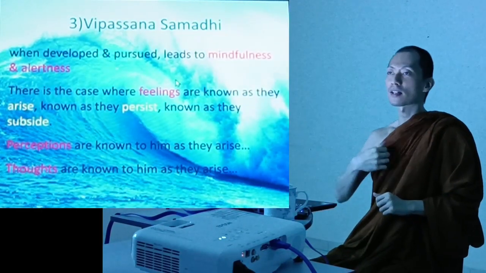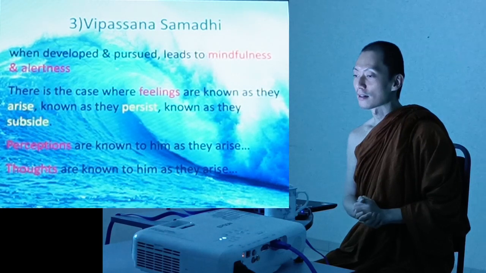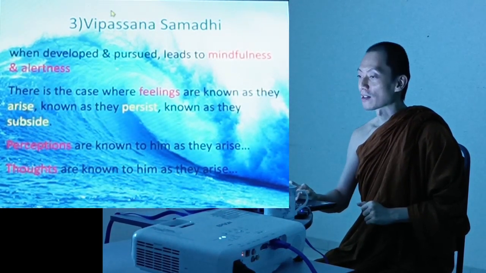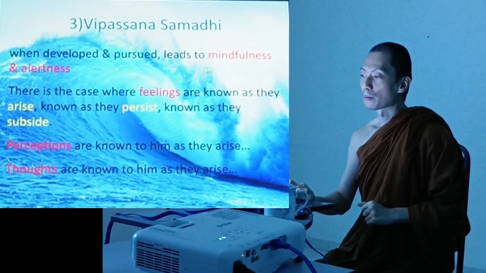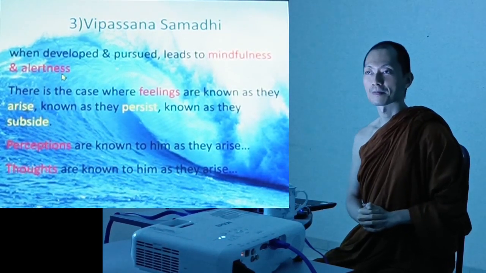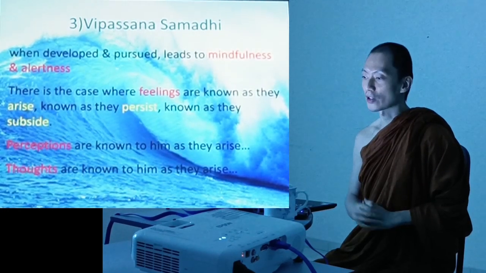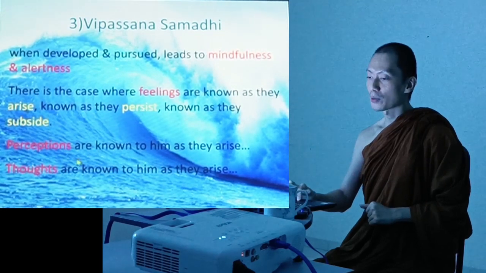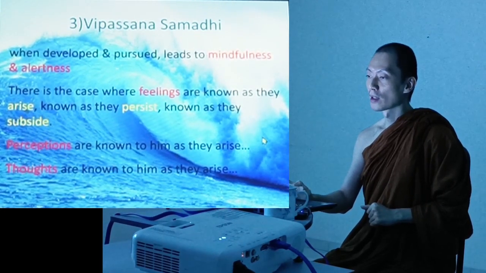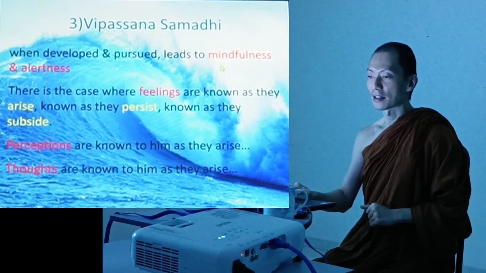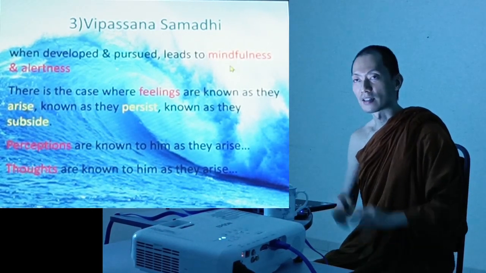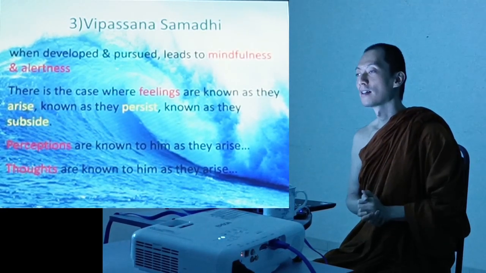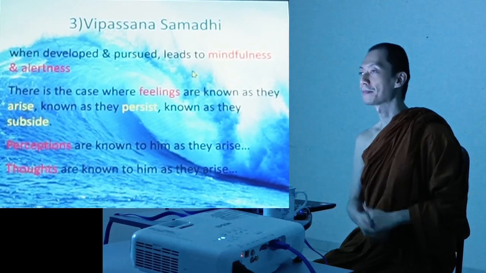Okay, so the next one, the third kind of samadhi, is this vipassana samadhi. The sutta never mentioned this term, so I just named it myself. So basically it brings mindfulness and alertness. So if a person is always mindful of feelings, how they arise and pass away, perception, your thoughts, how they arise and pass away, you develop this kind of mindfulness. It's a different kind of samadhi. It's not jhanas, it is not this perception of mind, it's a different kind of samadhi.